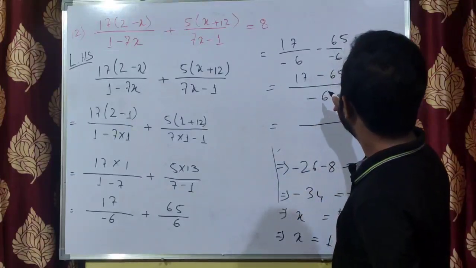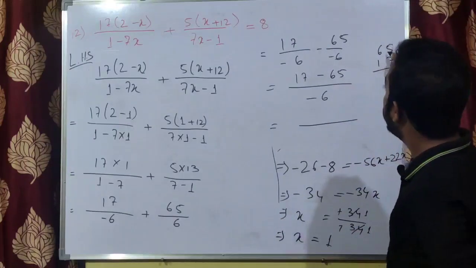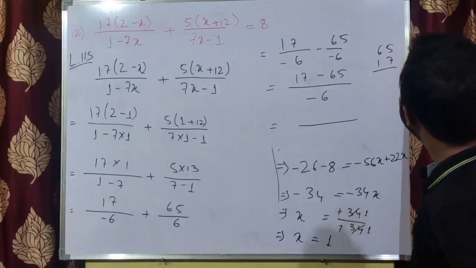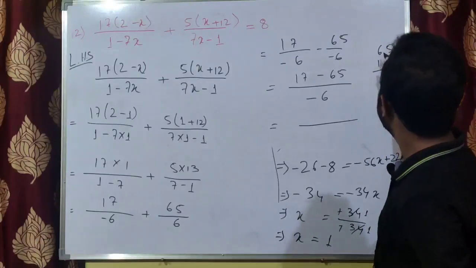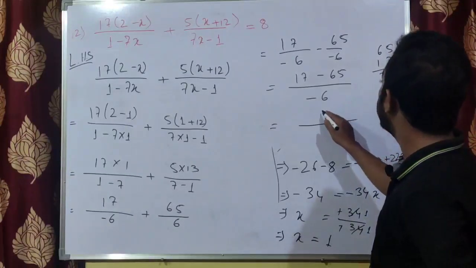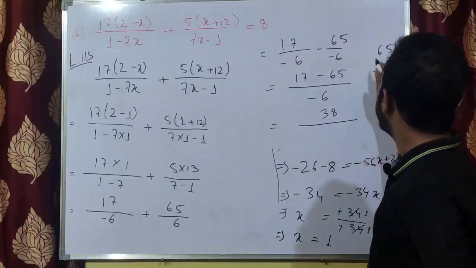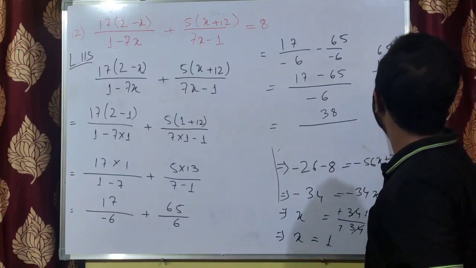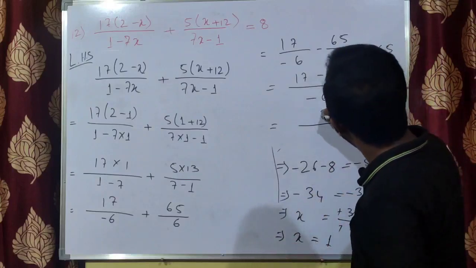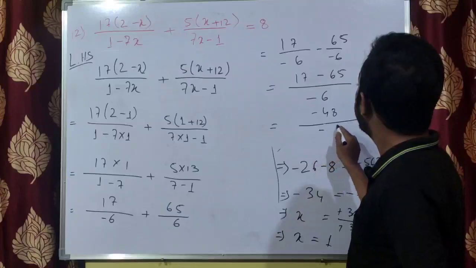17 minus 65 is how much? Look, 65 minus 17. 15 minus 7 is what? 8. Then 5 minus 1, sorry, 5 minus 1 is what? 4. It will be 48. Minus 48 divided by minus 6.